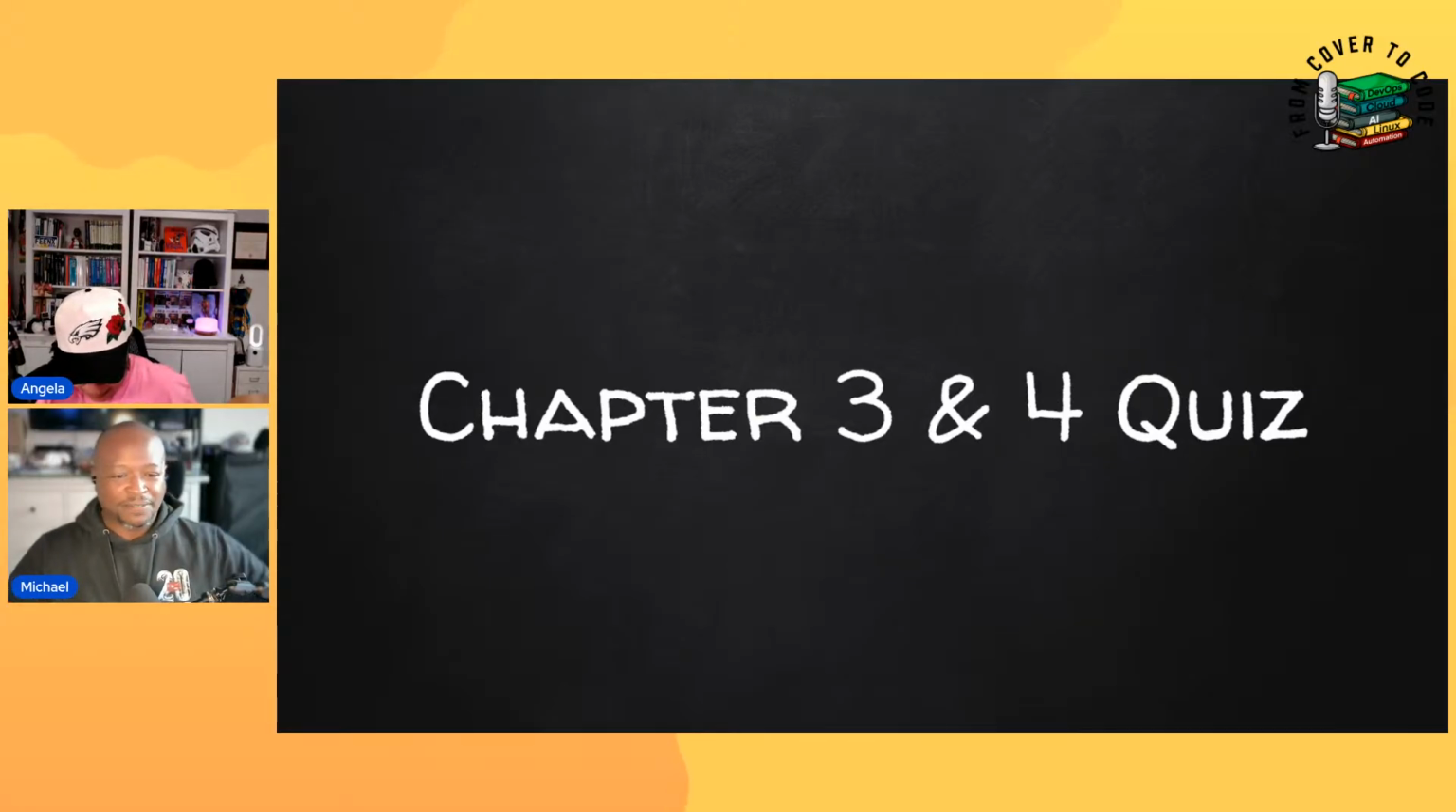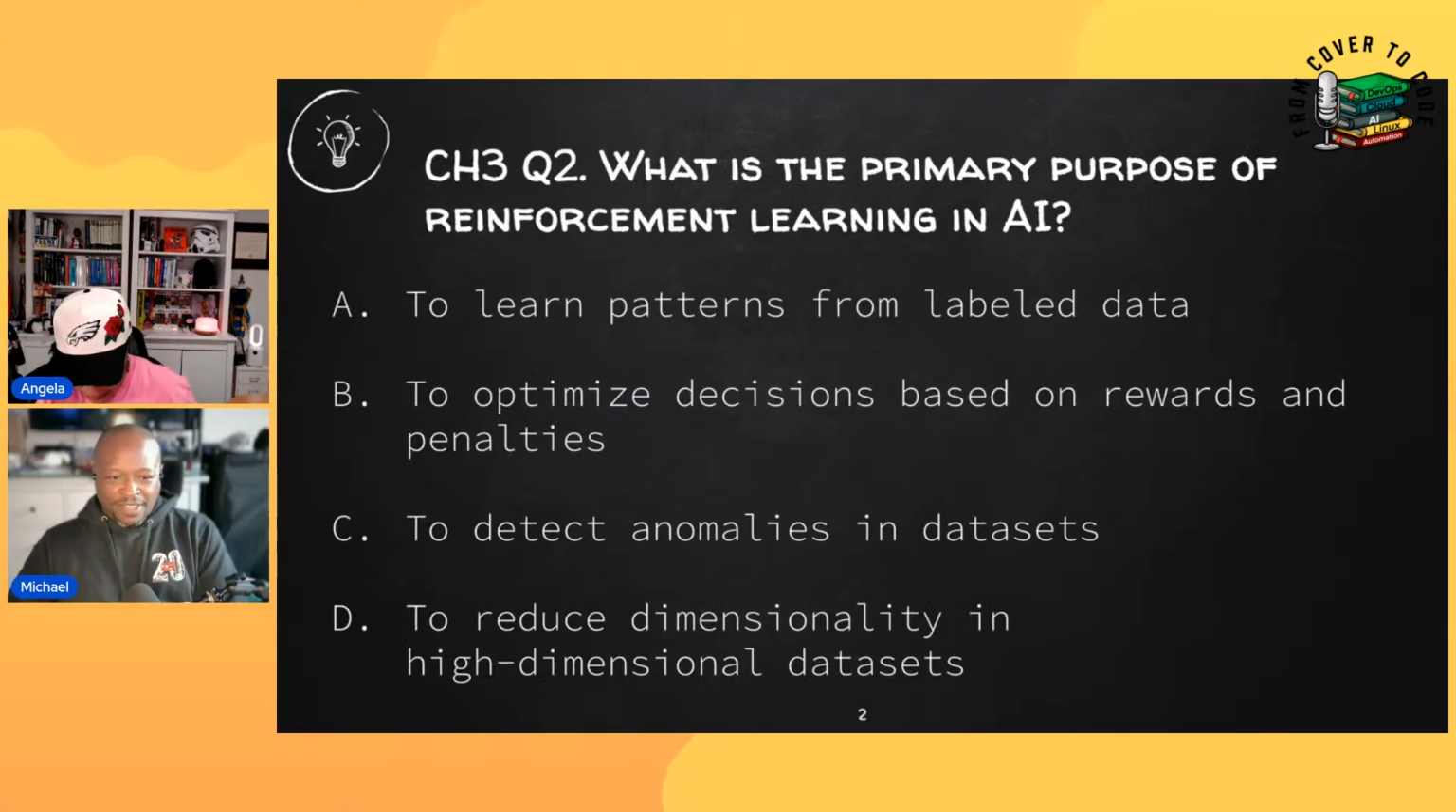But let's get into the first question of the day. Chapter 3, question 2. What is the primary purpose of reinforcement learning in AI? Is it A, to learn patterns from labeled data, B, to optimize decisions based on rewards and penalties, C, to detect anomalies in data sets, or D, to reduce dimensionality in high dimension data sets?